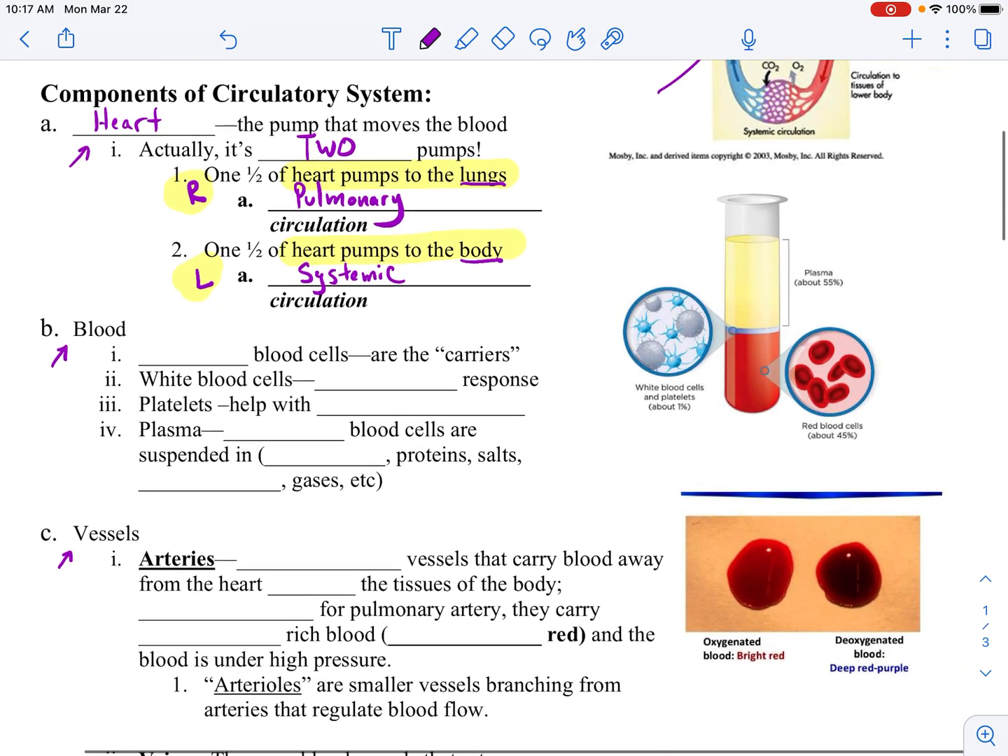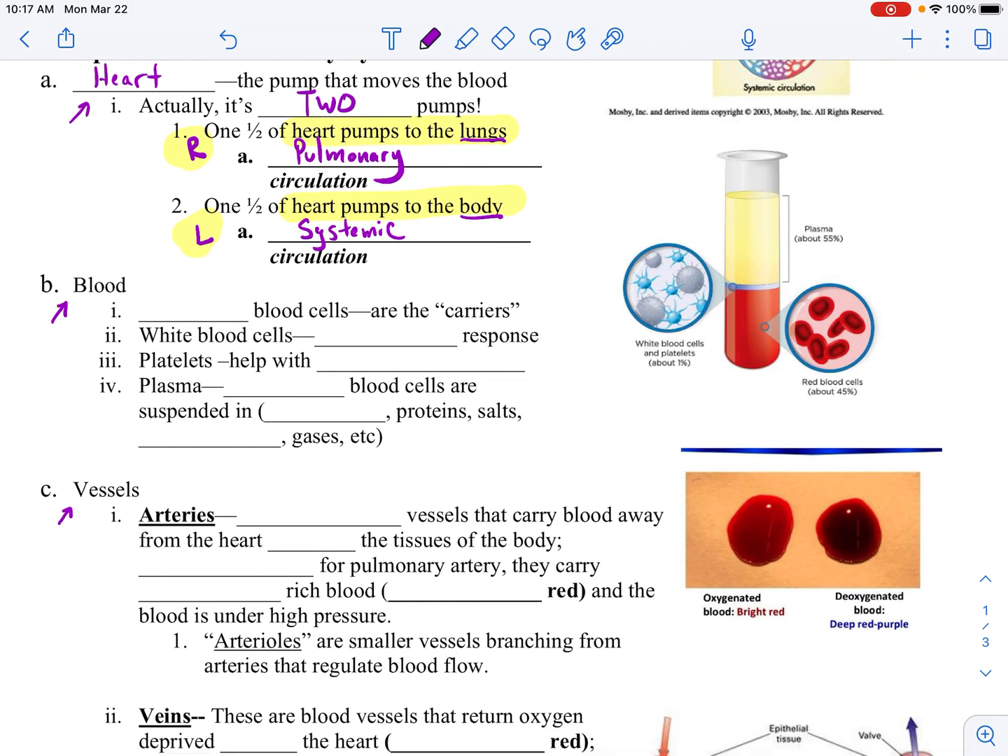The second component of the circulatory system is blood, and red blood cells are also called erythrocytes. They are the carriers, so they are the cells that are actually picking up and dropping off molecules around the body. White blood cells are called leukocytes, and they're involved in your immune response. So again, getting rid of pathogens.